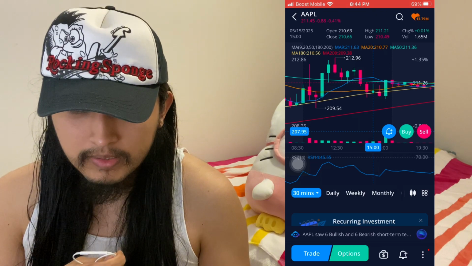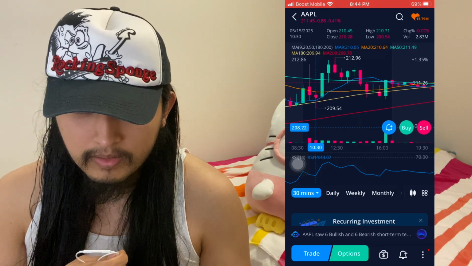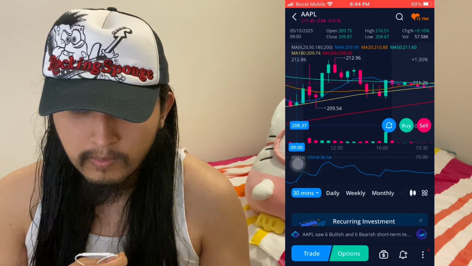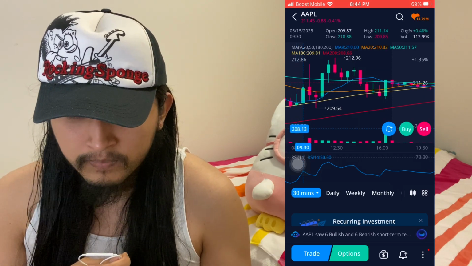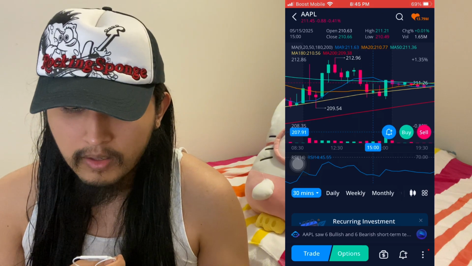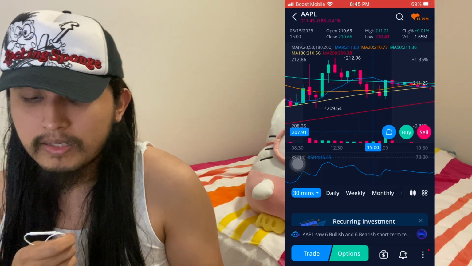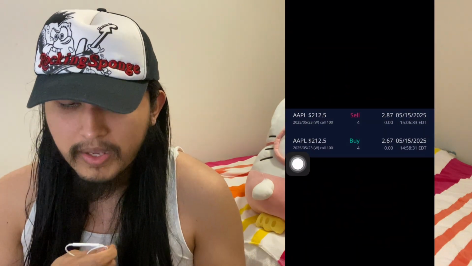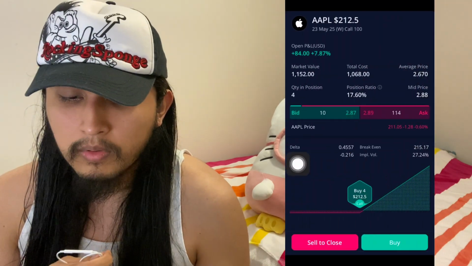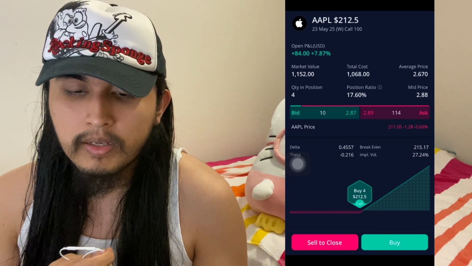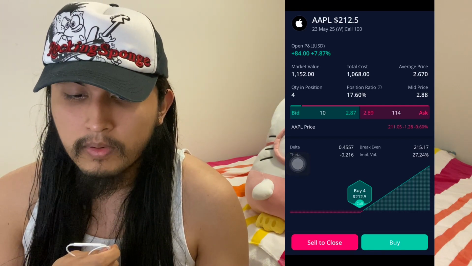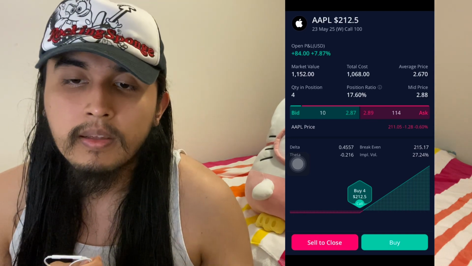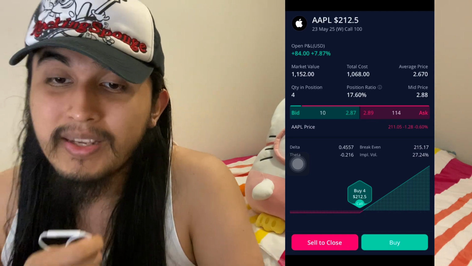The reason is because this candle and the candles before the market opened were using the 180-day moving average as support. And basically, I bought call options on Apple as soon as it landed on the 180-day moving average. And then once I saw the position surpass my percentage goal of 5%, I sold out with a gain of $84. So once the position surpassed the 5% target, I sold out at 7.87%.